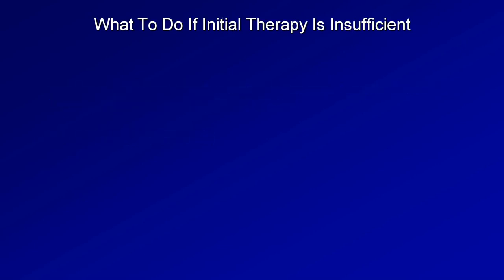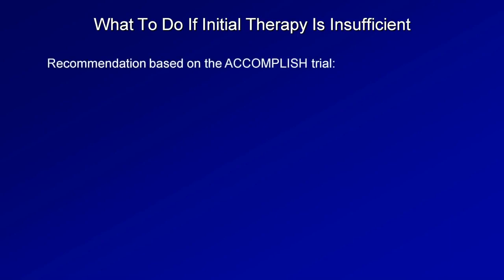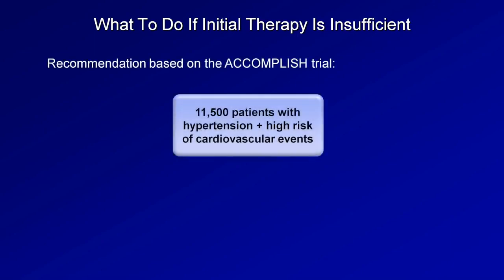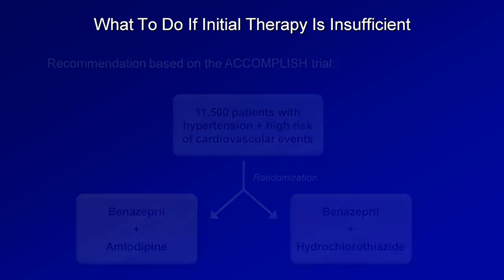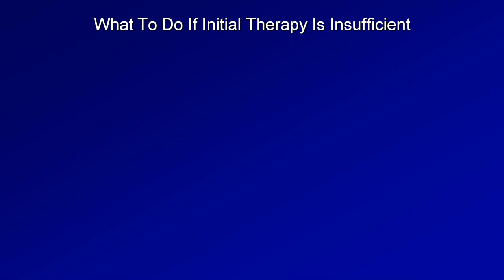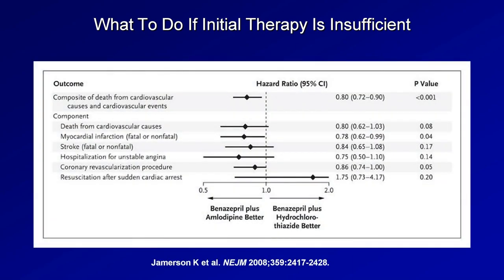It's largely based on a study published in the New England Journal of Medicine in 2008 called the ACCOMPLISH trial, in which 11,000 patients with hypertension and other cardiovascular risk factors were randomized to receive either a combination of benazepril and amlodipine or benazepril and hydrochlorothiazide. The trial was terminated after 3 years once it became clear that the benazepril plus amlodipine group were having fewer heart attacks, fewer strokes, and less hospitalizations.